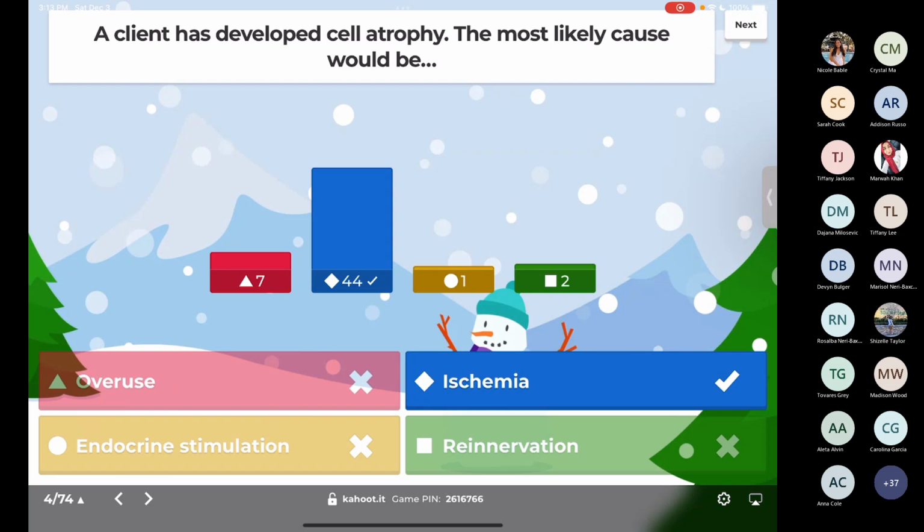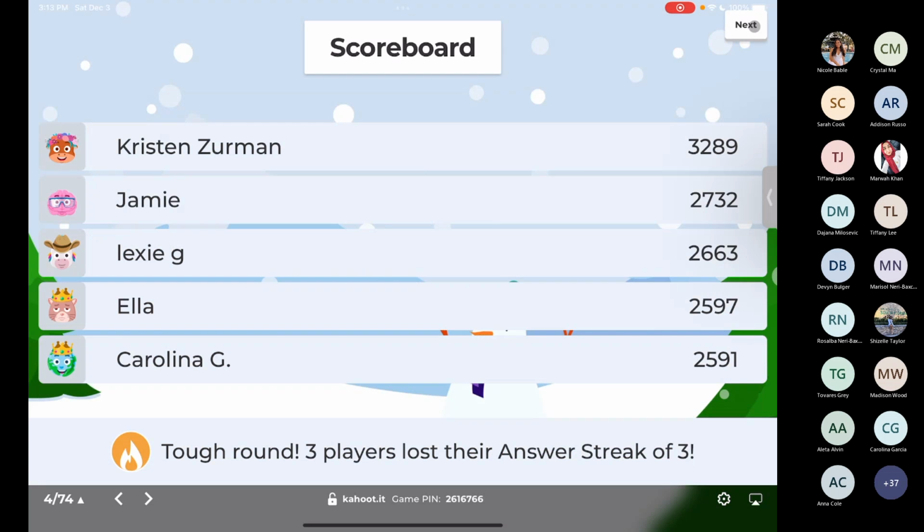Good job, guys. Ischemia. Remember our ischemia and necrosis leading to that apoptosis. That is our most often cause of cell atrophy. And again, if anyone has any questions, you can type them in the chat. You can unmute yourself. I'm here to help.